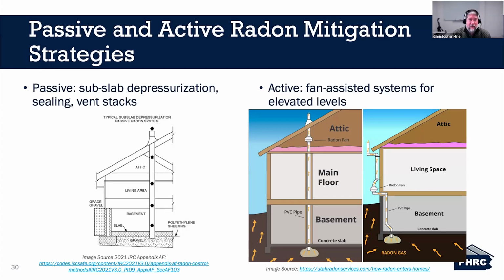And we want that path of least resistance to be this stack through the roof. If there are some high levels of radon, remember taking action, right? If you're above 4, you need to take that next step. And that is going to an active system, right? A fan assisted system for elevated levels.